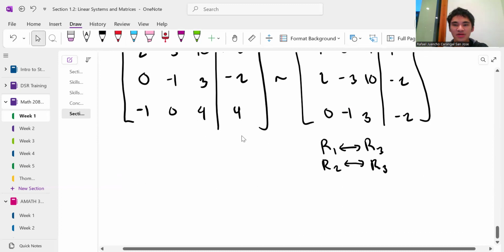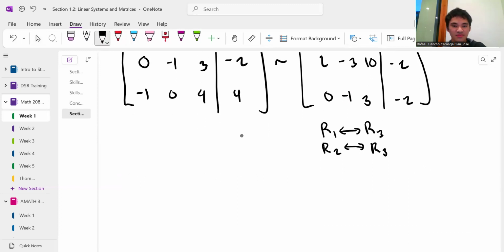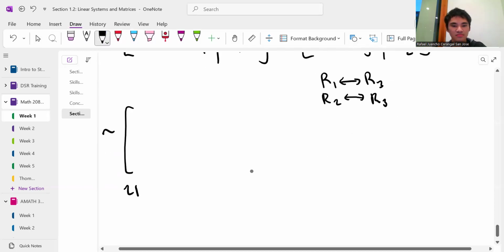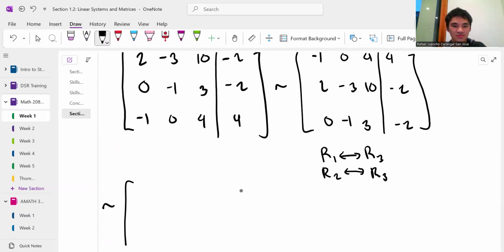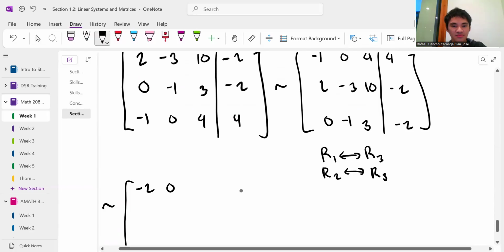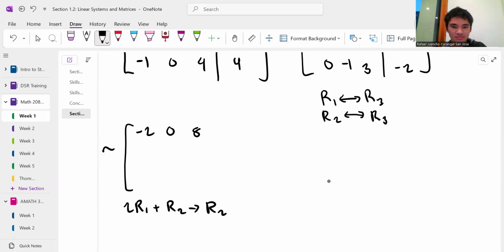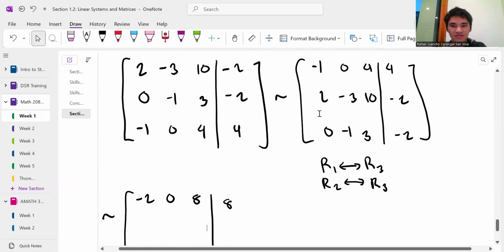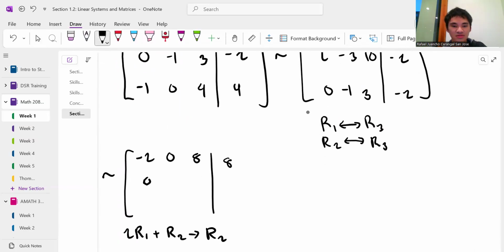I'm going to multiply row 1 by 2 to get to -2, right? And then I'm going to add that to row 2, and then assign that value to row 2. So let me just do that. So we do -2, 0, 8, 8. Okay. Then we have, so we added, we got 0 here. I could copy row 3 because I'm not doing anything with it.